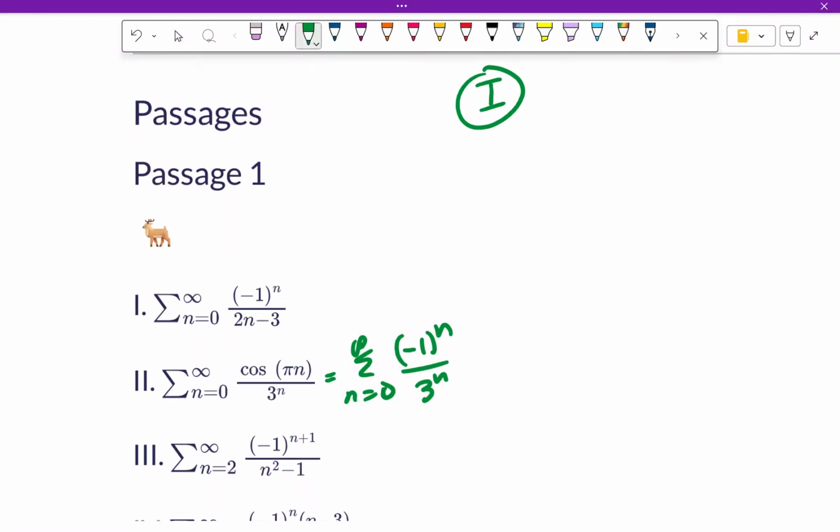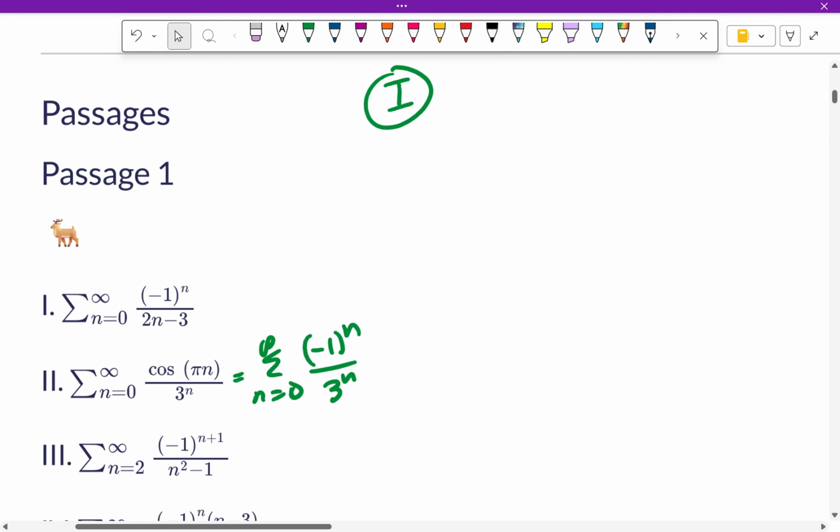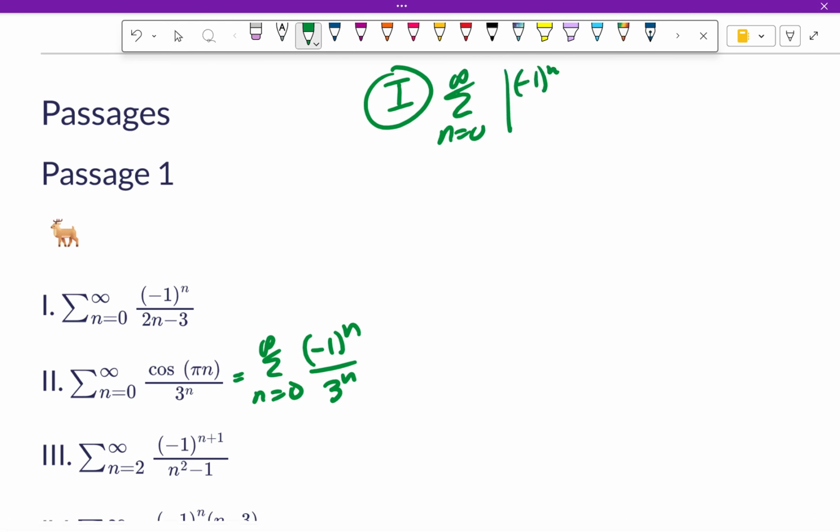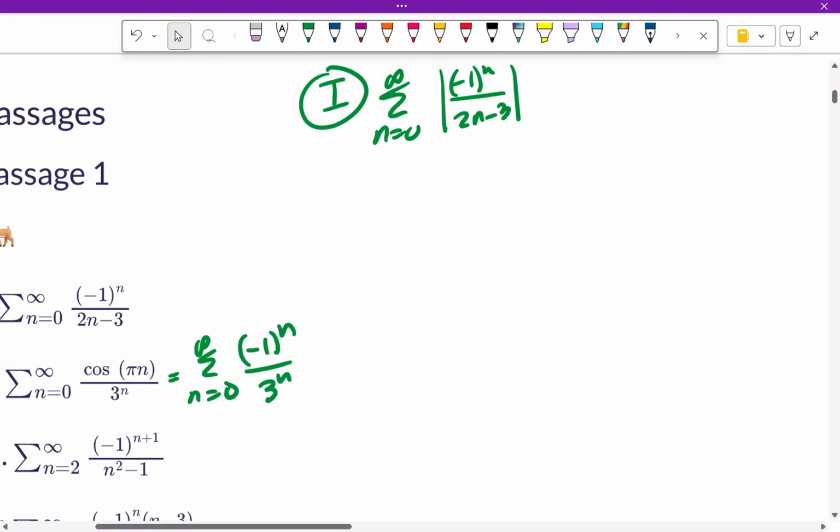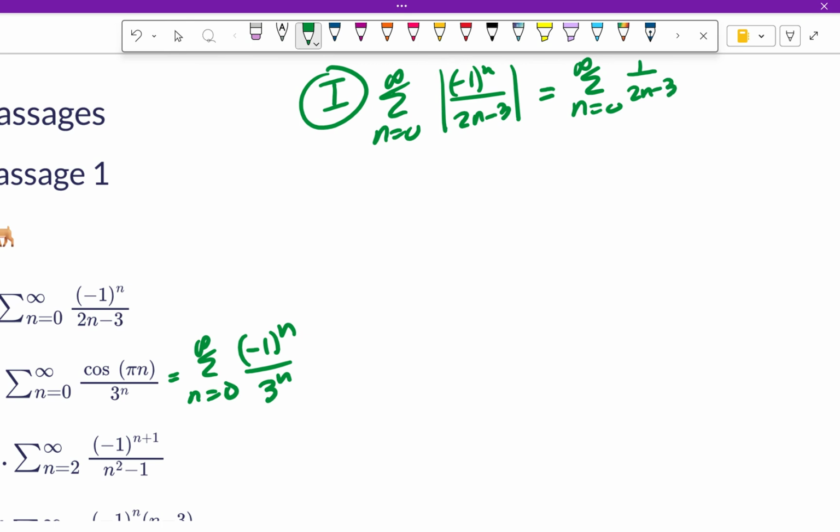Here's my work for series 1. I'm going to take the absolute value of it right away, so I'm doing n equals 0 to infinity of the absolute value of this thing. Remember, this isn't the alternating series test. This is me taking the absolute value of that series. So my new series that I'm testing for convergence is this one. I'm going to do one of my series tests on it. Any ideas on what we should use?